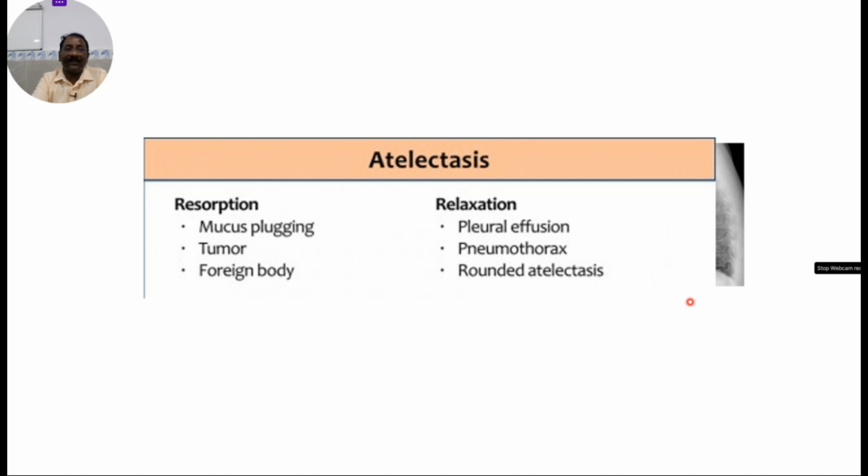Resorption and relaxation. Resorption in the mucus plug is very common nowadays. Tumors, foreign bodies. Relaxation: pleural effusion, pneumothorax, and rounded atelectasis.